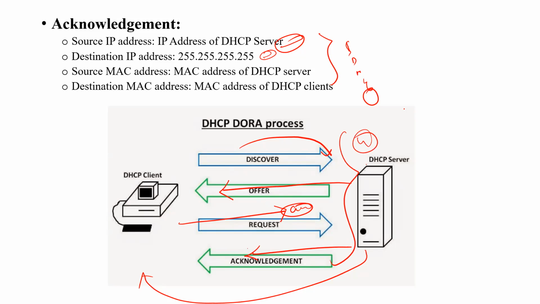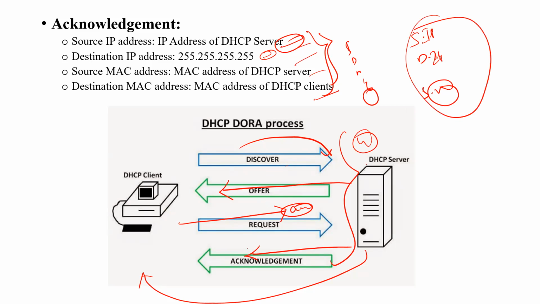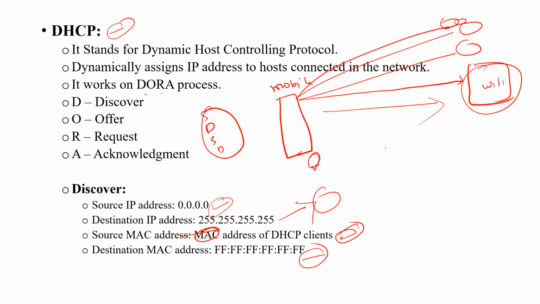While processing these 4 steps, we need to have the source IP, destination IP, source MAC and destination MAC. This is what happens in the DORA process, which has 4 steps. So this is the process of what happens when you connect to a Wi-Fi network to get an IP address.